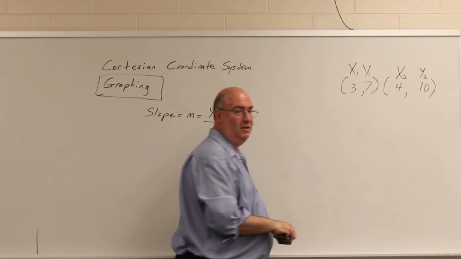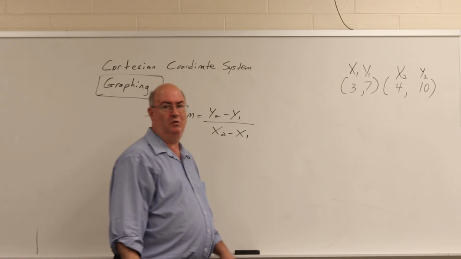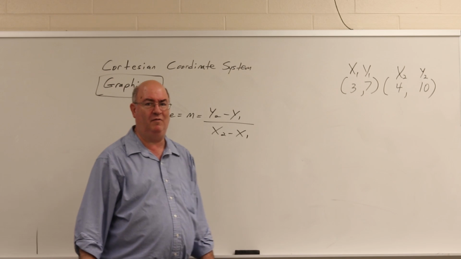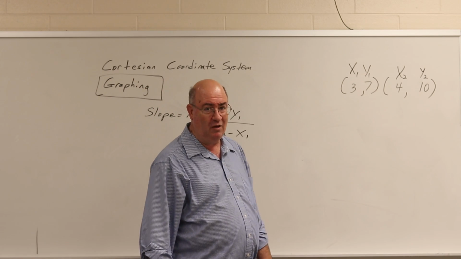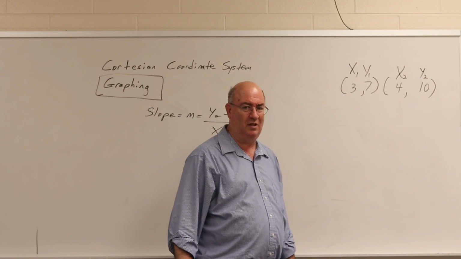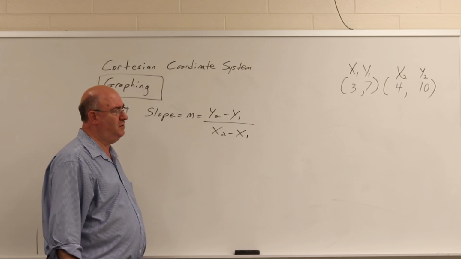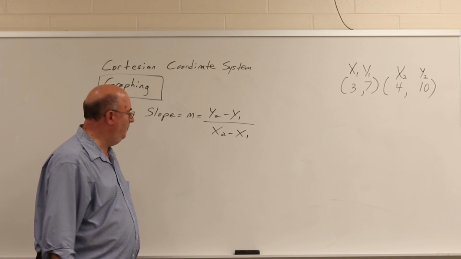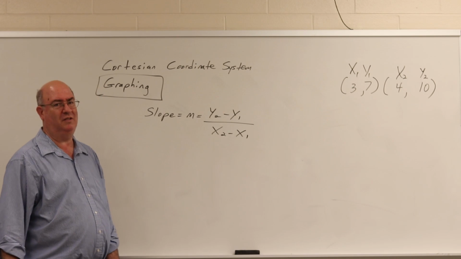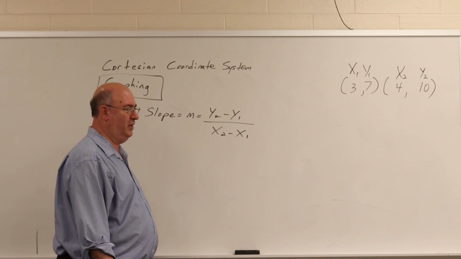If the slope is a positive number, then the line goes up to the right. If the slope is a negative number, the line goes down to the right. So up to the right, positive, down to the right, negative. Remember that, because that might pop up on a quiz here or there.